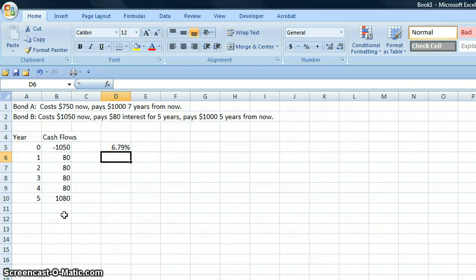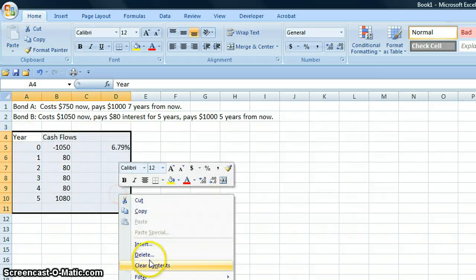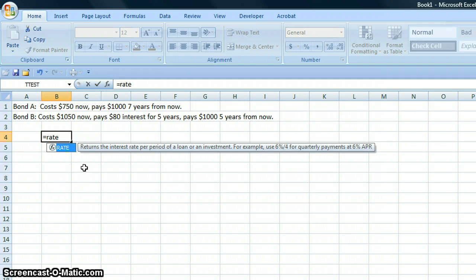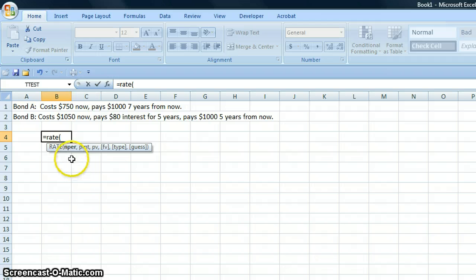Alright, so I just wanted to show you a second method because then you have two to pick from, and then you can just use whichever one works best for you. I'm going to get rid of this. The other equation we can use is the rate function in Excel, and that is equals rate. When we open the parentheses here, it does give us some guidelines as to what we're supposed to type into this formula. First, it's asking for NPER, which stands for number of periods.